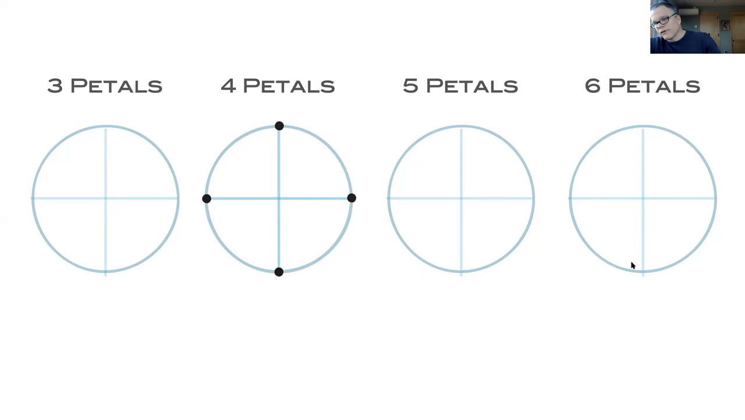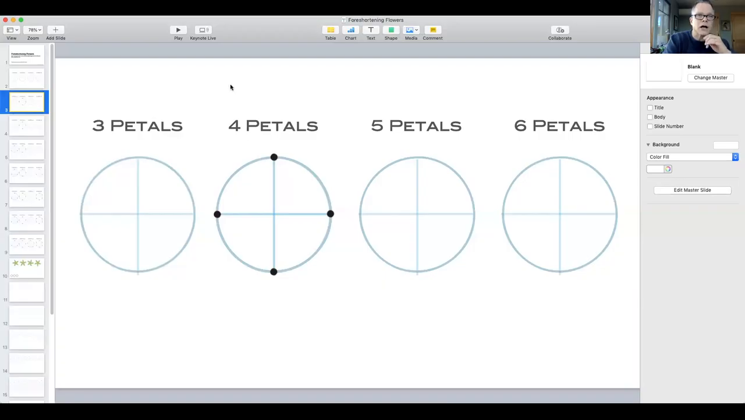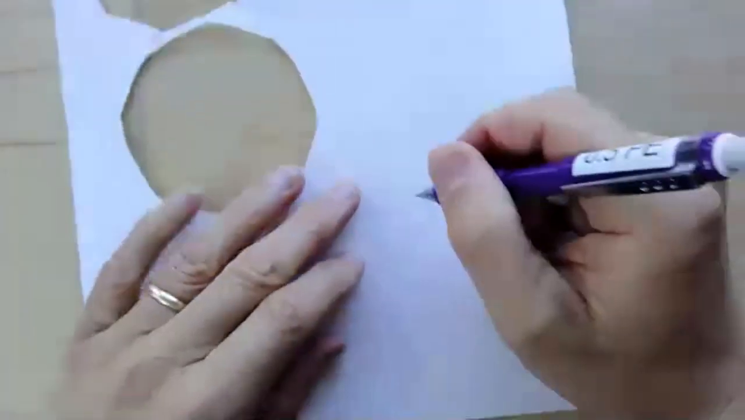So I'm going to escape for a moment, stop this share. I'm going to bring you over to here. There we are. Once you draw those circles, then just, oh, good, you passed it to Amelia. So you want to get your circle on there.